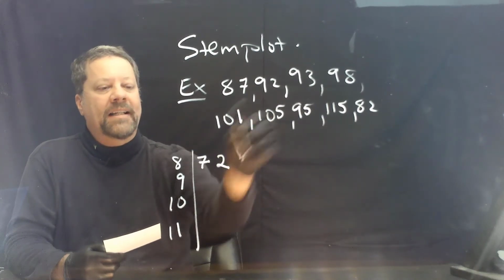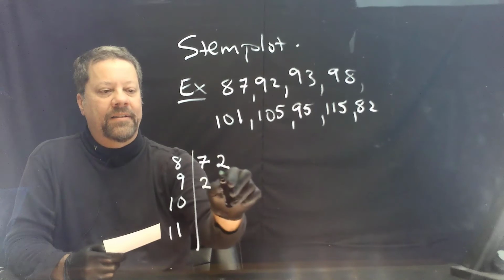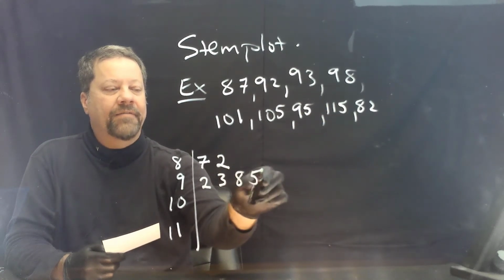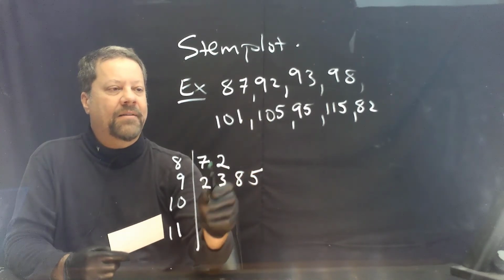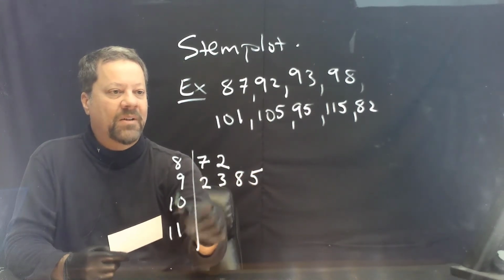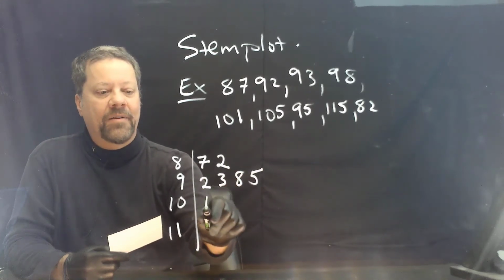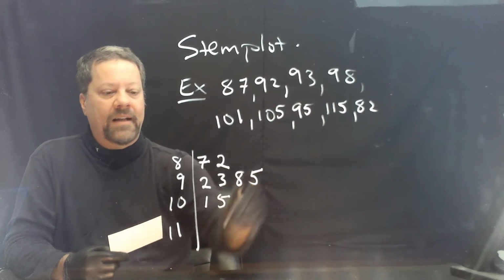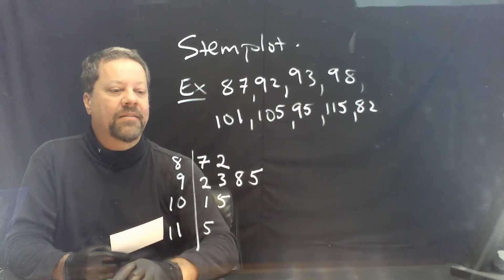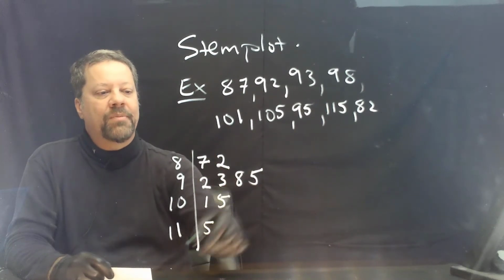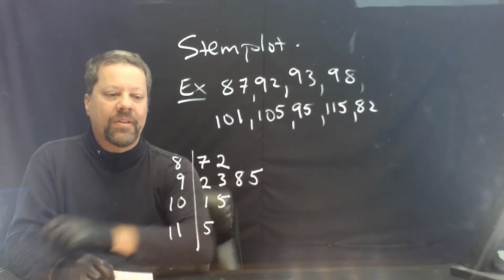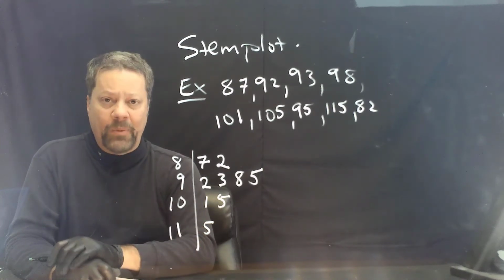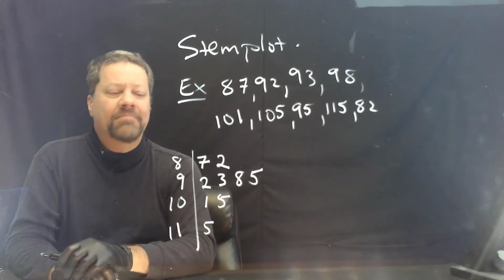My 90s, I have a 92, a 93, a 98, and a 95. So I have all my 90s in there. My 100s, between 100 and 109, that's going to be 101, 105, and then I have 115 down here. So again, you can get a sense for the distribution of the data piling up a little bit more in the 90s than in the 80s and the 100s, and one data point out here bigger than 110.